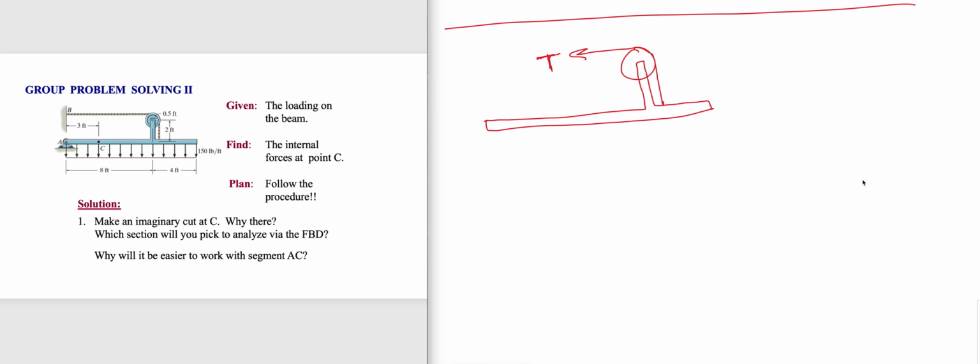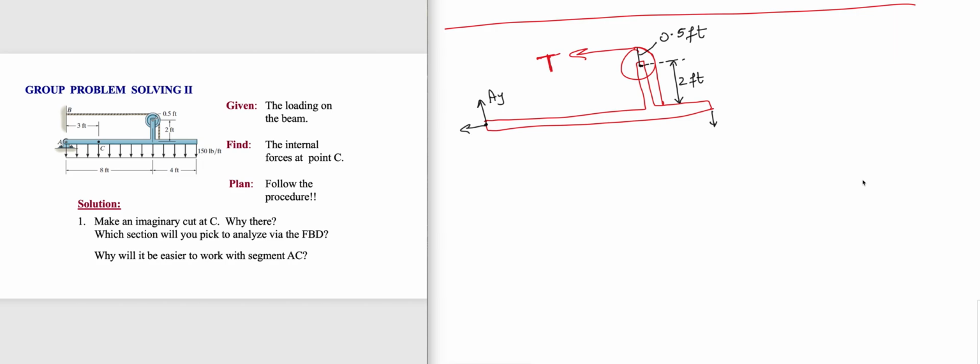And that radius is 0.5 feet, and this is at 2 feet, and you have a distributed force, and at A you have AY and you have AX.